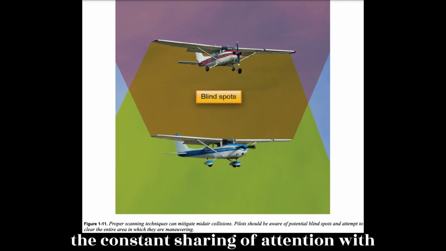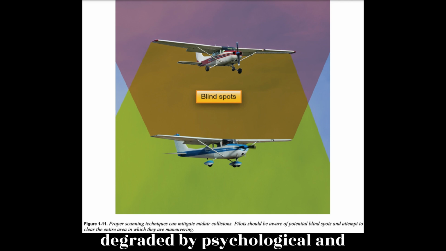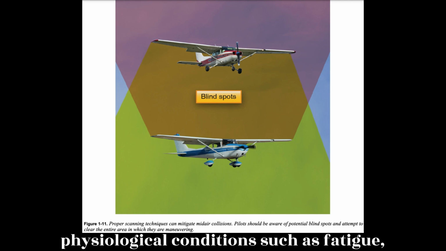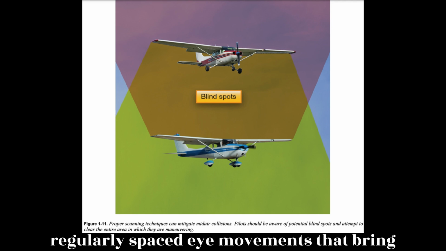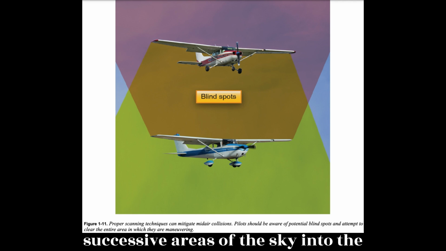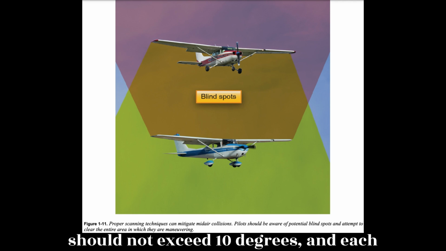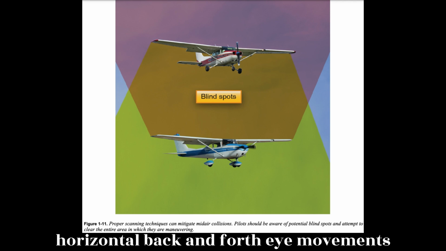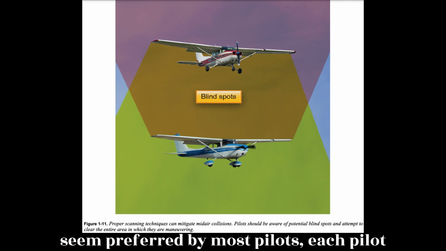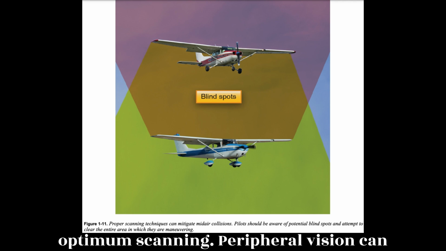Proper scanning requires the constant sharing of attention with other piloting tasks, thus it is easily degraded by psychological and physiological conditions such as fatigue, boredom, illness, anxiety, or preoccupation. Effective scanning is accomplished with a series of short, regularly spaced eye movements that bring successive areas of the sky into the central visual field. Each movement should not exceed 10 degrees, and each area should be observed for at least 1 second to enable detection. Although horizontal back and forth eye movements seem preferred by most pilots, each pilot should develop a scanning pattern that is comfortable and adhere to it to assure optimum scanning.